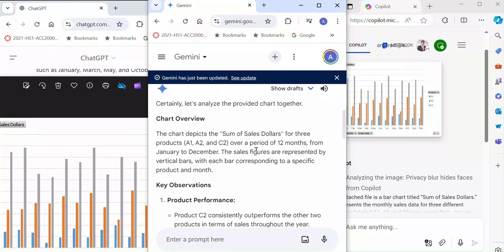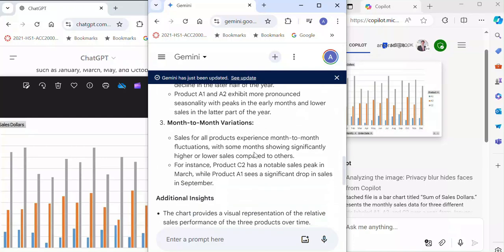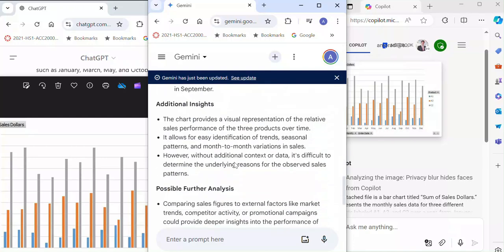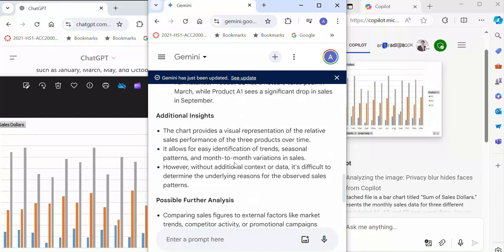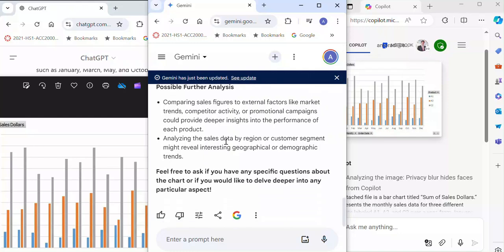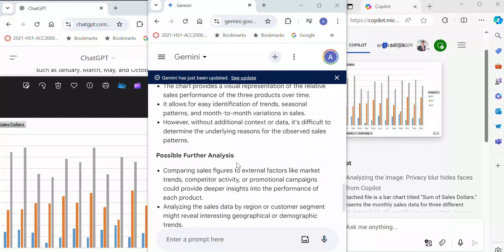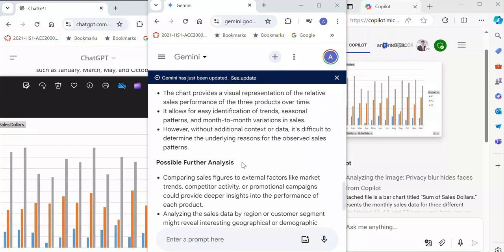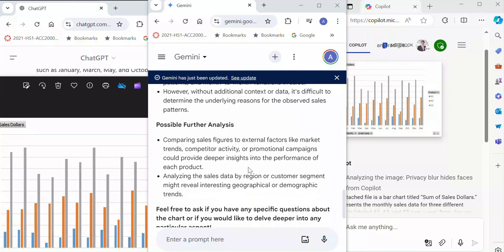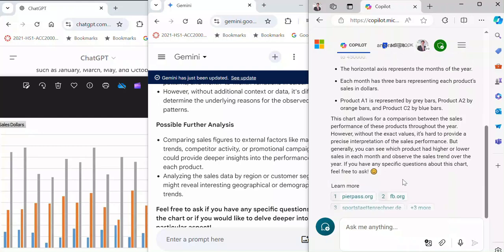It has provided more information, and if we look at this, it even talked about seasonality and possible future analysis, but when we read through, a lot of it is general information. It doesn't have any specific number or figure, and it can be a general interpretation. It doesn't provide much additional information in terms of usefulness, but again it provides more information.